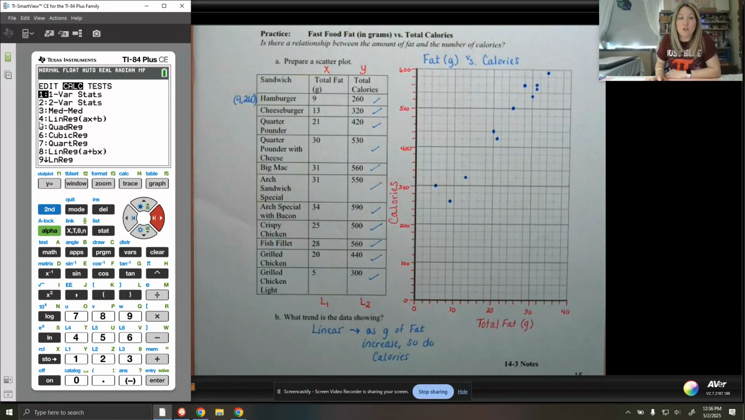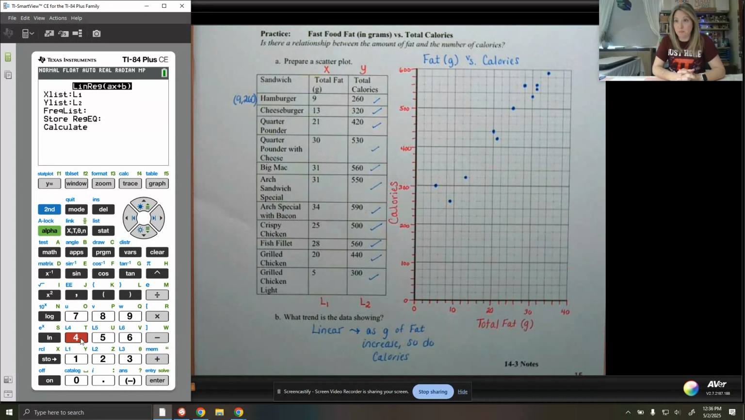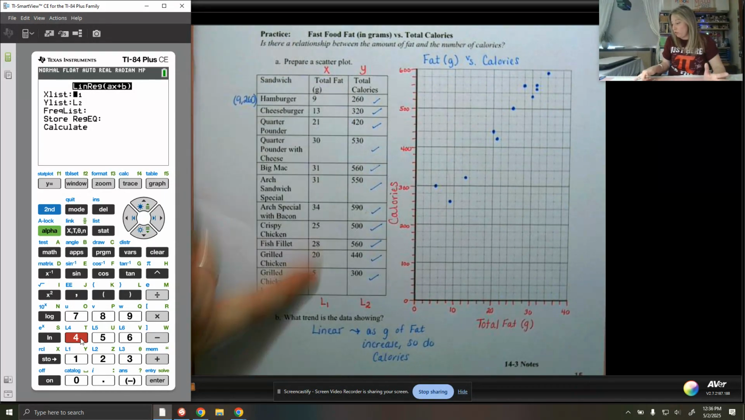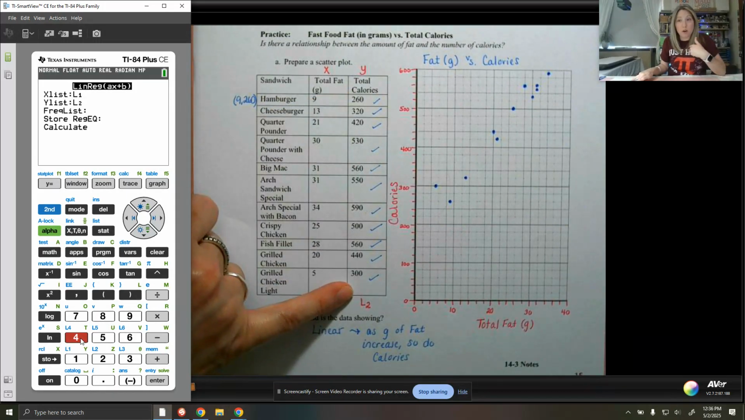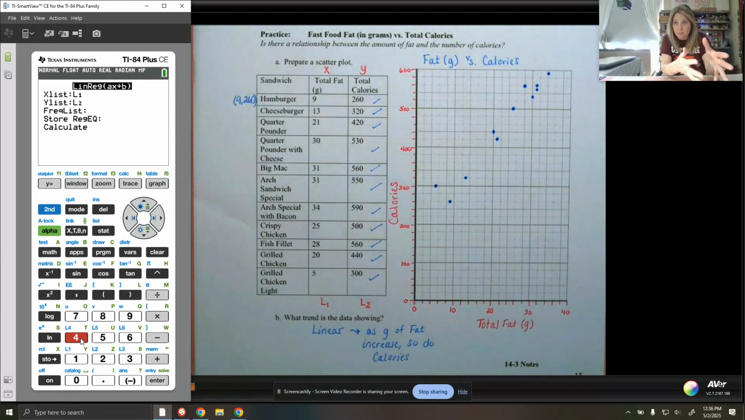So on this page, either arrow down to your linear regression and press enter, or press 4, and this is the next screen that we see. Notice it defaults to having our x's, what we want to be our x's, in L1, just like we did. And it defaults to having our y's, what we want to be our y's, in L2, just like we did.